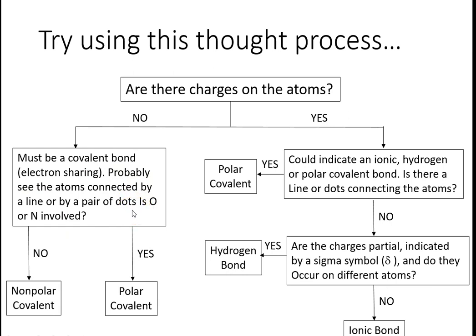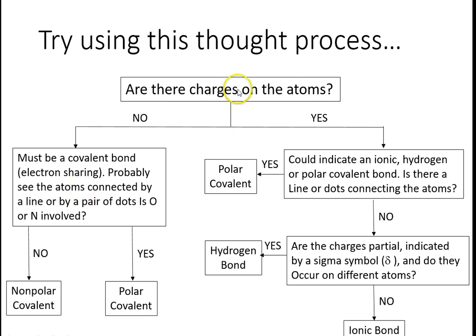So then we want to ask ourselves, is oxygen or nitrogen involved? Because remember, oxygen and nitrogen are very electronegative, and so if they're involved, then that would make it a polar covalent bond. If they're not involved, then we probably see some carbons and hydrogens, maybe phosphorus or sulfur, and so that would indicate a nonpolar covalent bond.